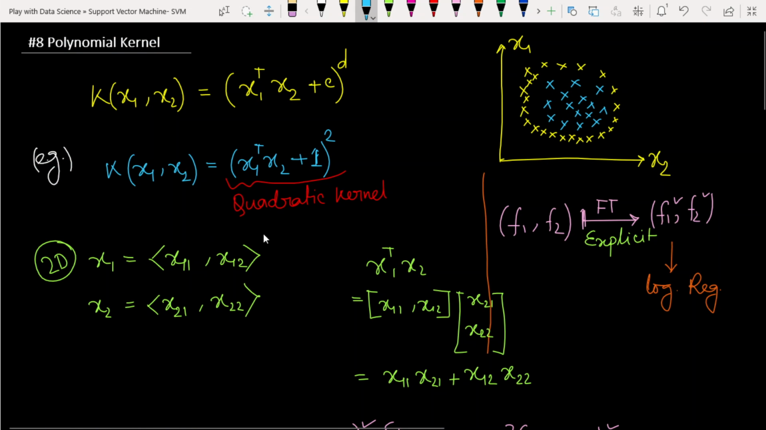I am taking a simple quadratic kernel example. If you are interested, there are many problems. Also, in the description box I am sharing some exercises about the polynomial kernel. If you are interested, you can go from there.